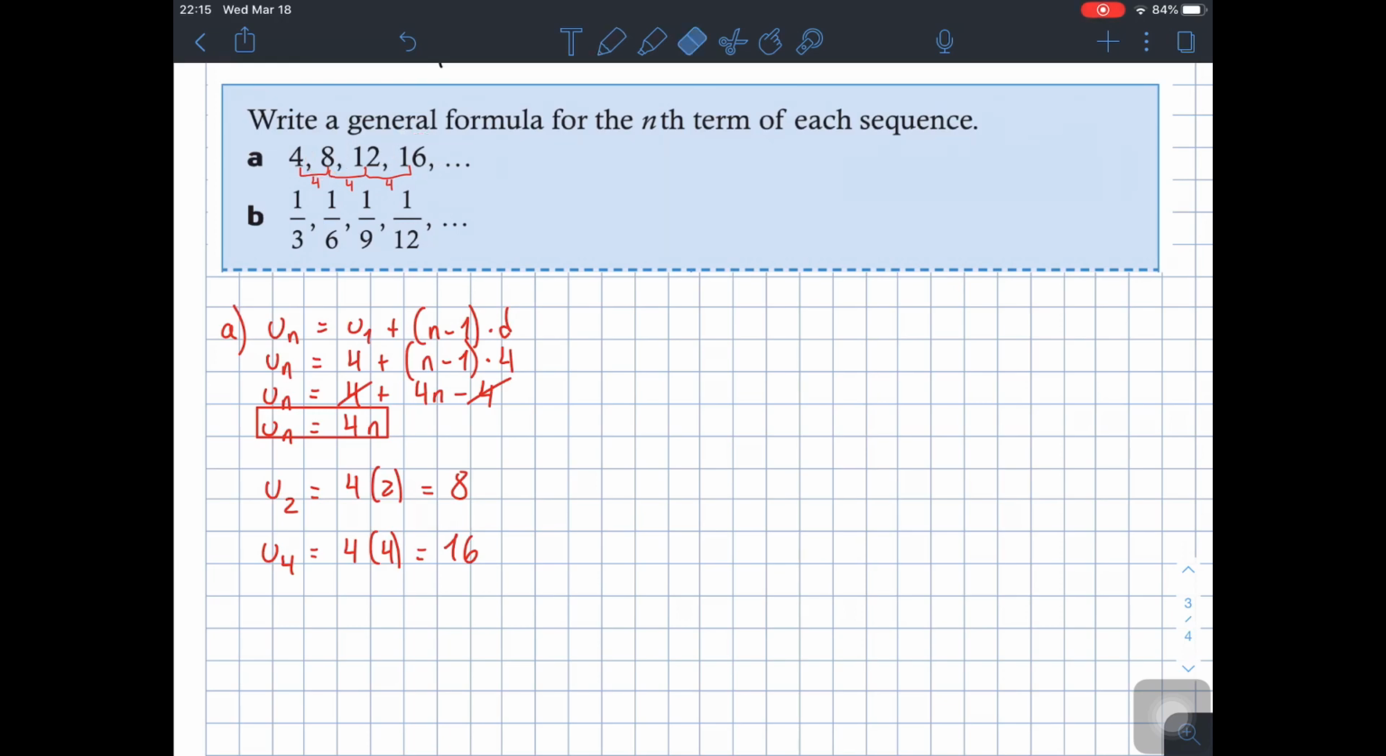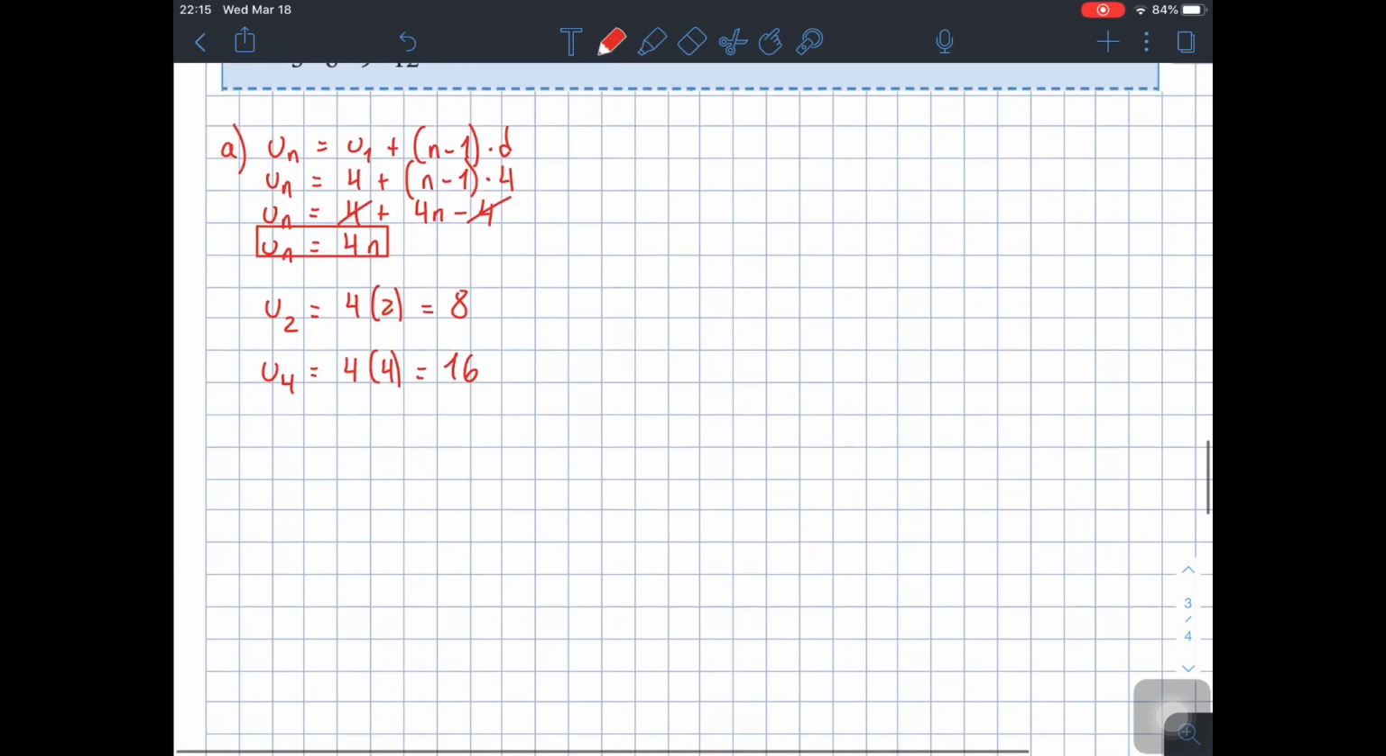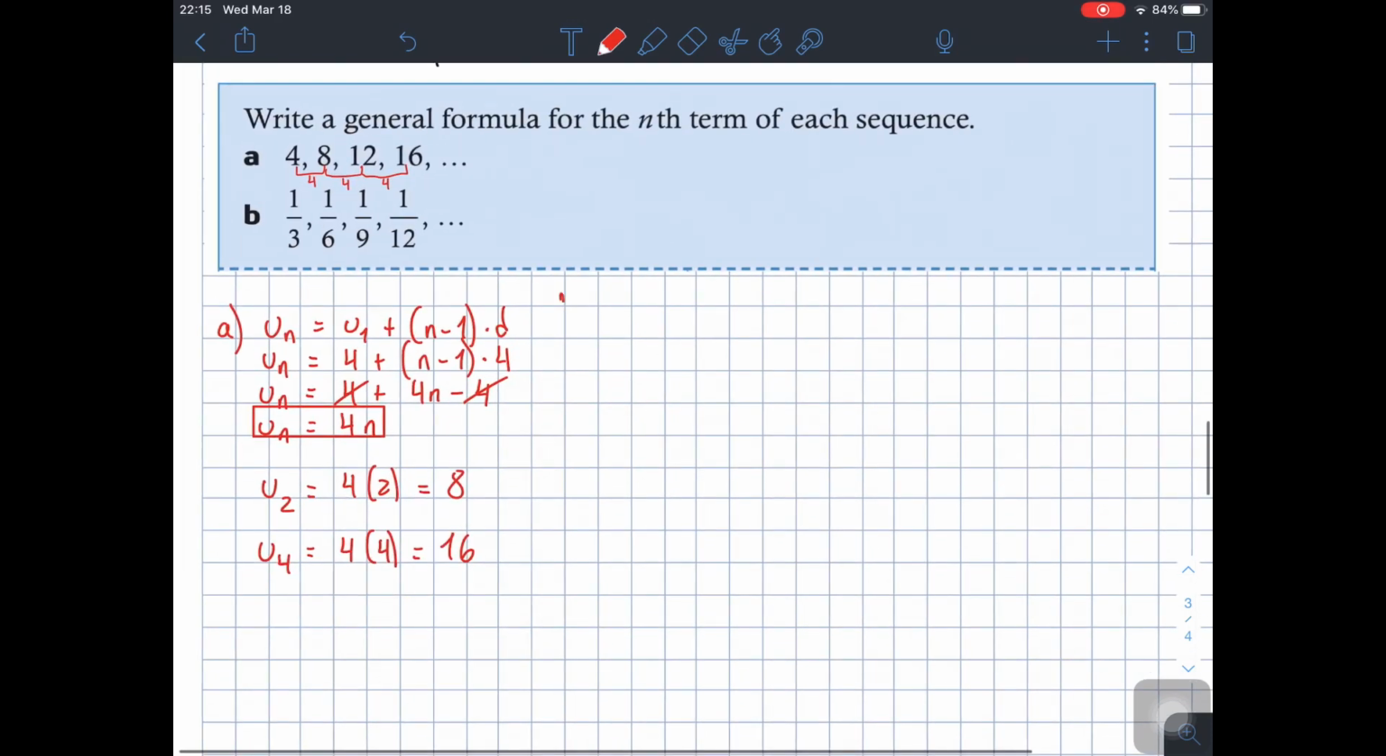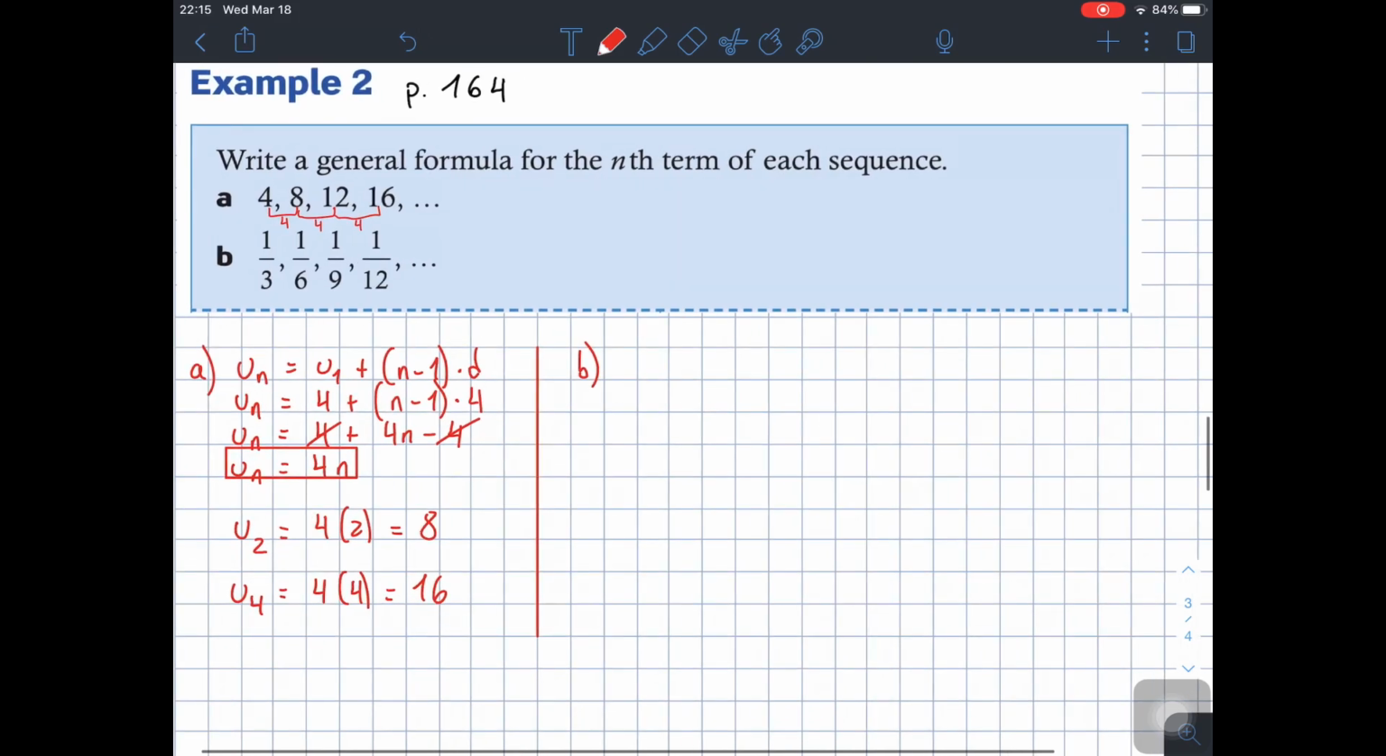Let me erase this. Then for part B, I'm going to do it here. For part B, we have this sequence over here: 1/3, 1/6, 1/9, 1/12, and so on. What is the pattern that you can notice here? You see that the denominator is the value that changes. First it's 3, then 6, then 9, then 12. How can we relate these numbers?